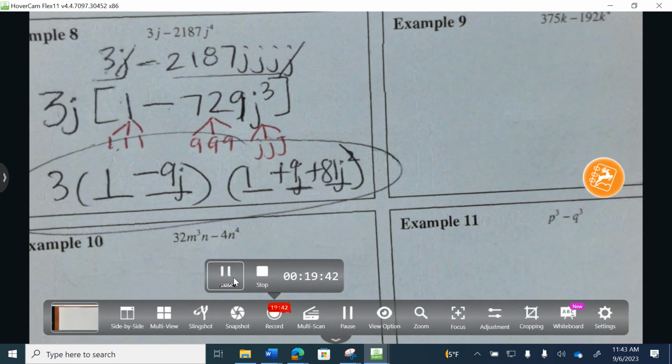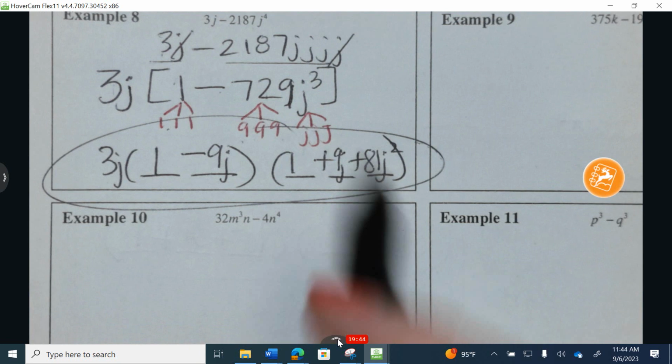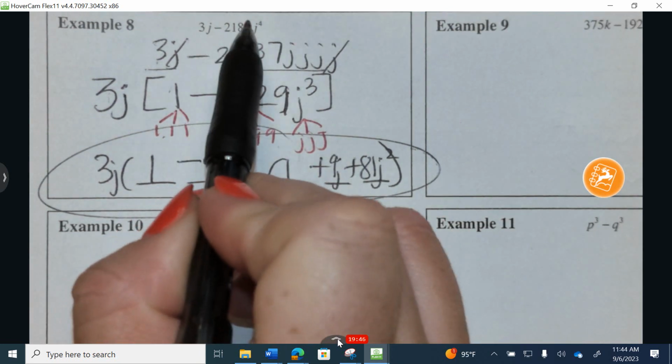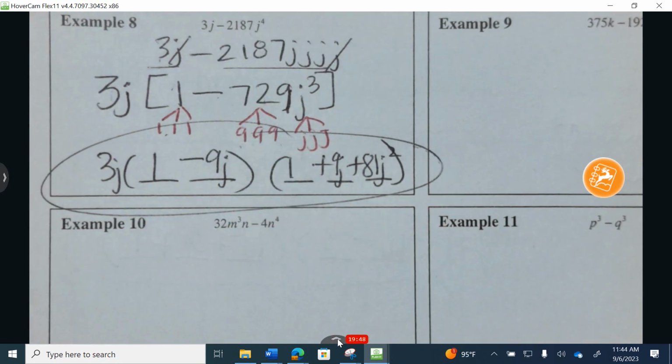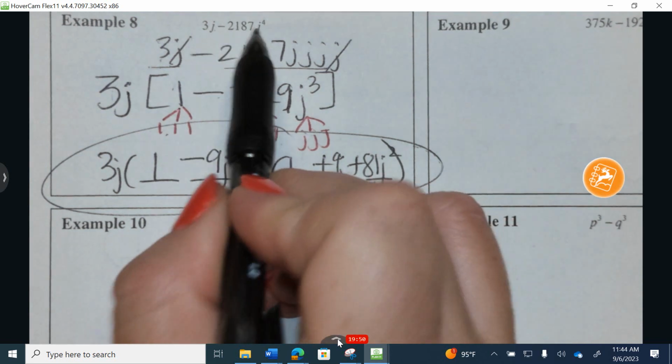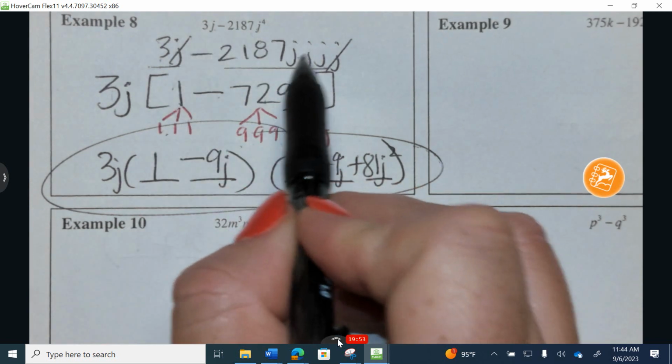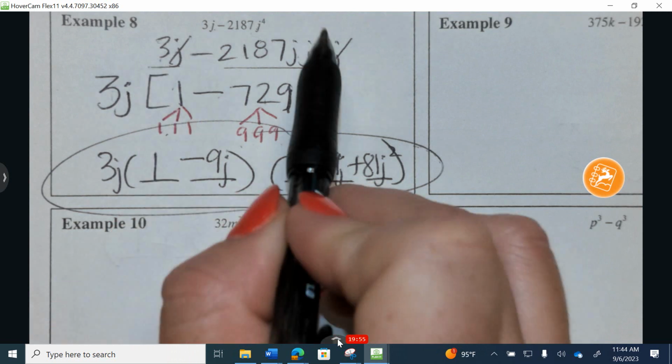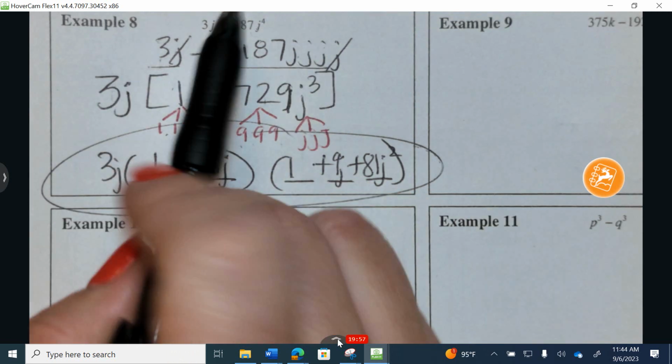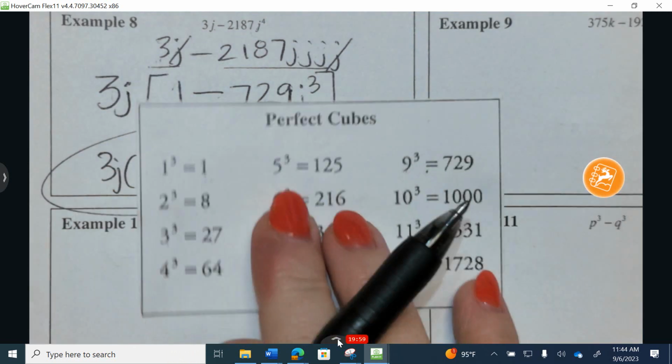Yep. Okay, so how do we do this? The first thing I see is I have variables that are the exact same type. One's not like an X and one's a Y. They're exactly this type. So there's 1j here and there's 4j's here. What's the most j's I can take out of both the front and the back? 1j.